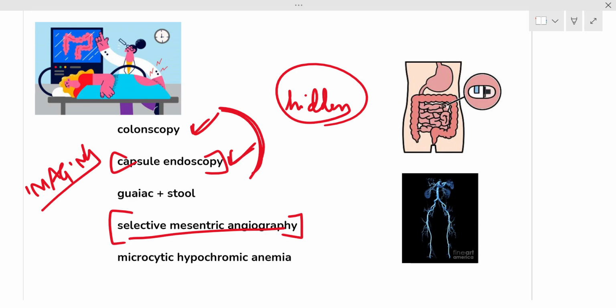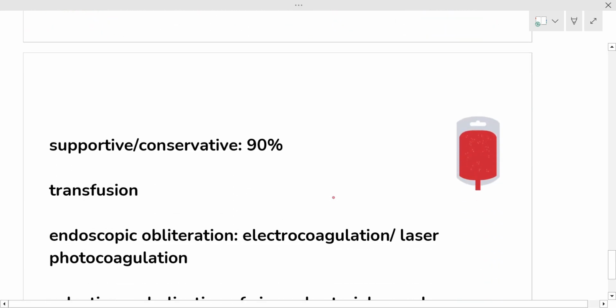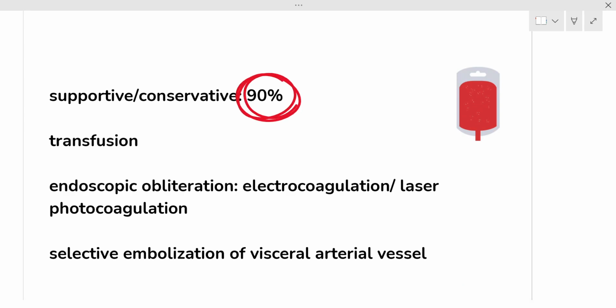Now, obviously, the more basic stuff is Guaiac-positive stool and microcytic hypochromic anemia, which come under routine tests, but yeah, you'll be able to see that in colonic angiodysplasias. Now, the good thing about it is that 90% of the cases self-resolve, the bleeding stops with just supportive and conservative care. You want to transfuse blood if the patient has lost a lot of blood.